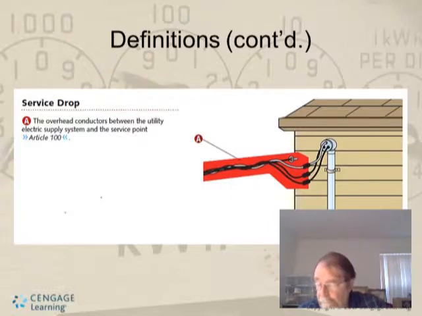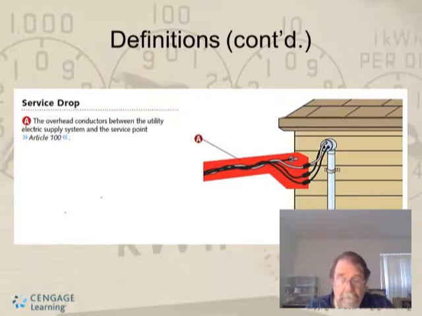Now you have service equipment, which is the equipment, usually circuit breakers, switches, fuses, and accessories necessary to constitute the main control and cutoff that is connected to the load end of the service conductors to a building or other structure or otherwise designated area. Now, service lateral. These are the underground conductors between the utility electric supply system and the service point.